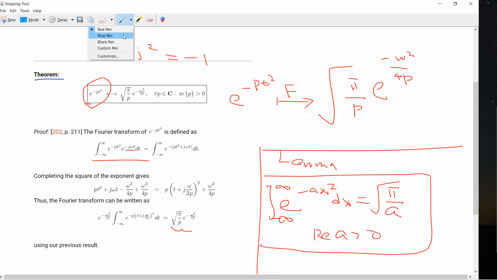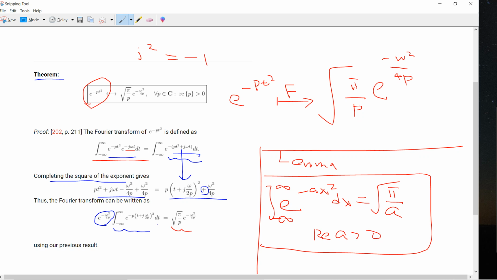Now we first write it as this, and then we just complete the square, so we can write this as this. You see there's a plus sign here, so this term can be written as this term. There's a negative term here, so this negative omega squared over 4p can be pulled out. The remaining is this. If you look carefully, this remaining part is exactly the lemma. You can just directly shift x, and the result will be the same.